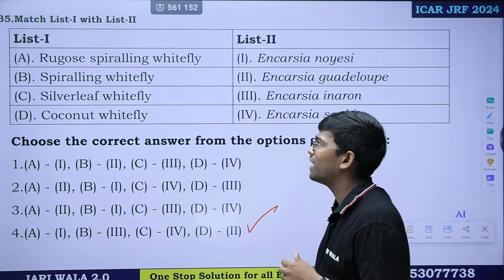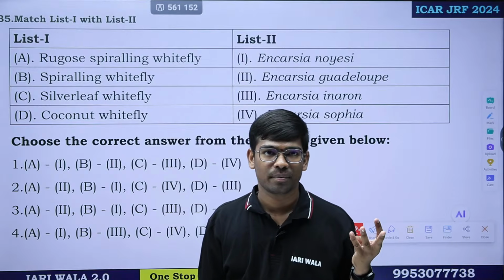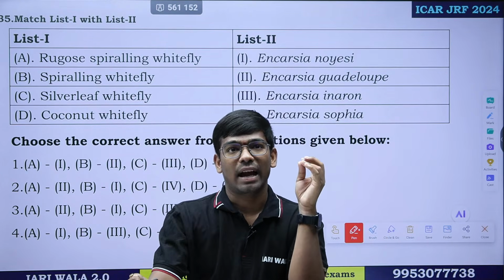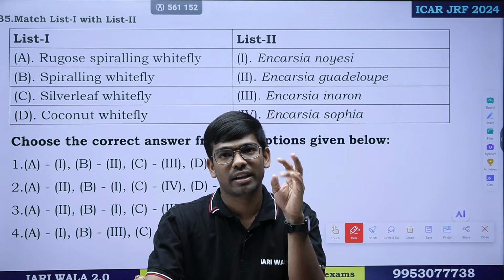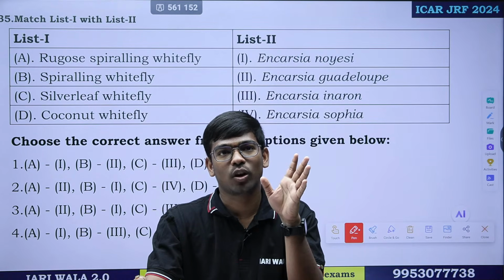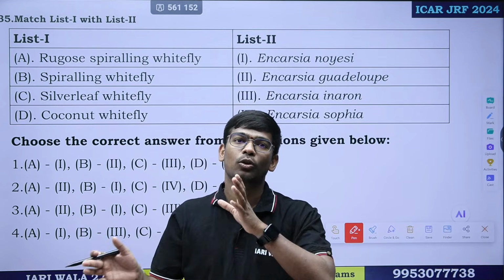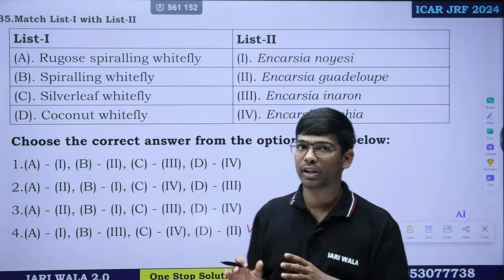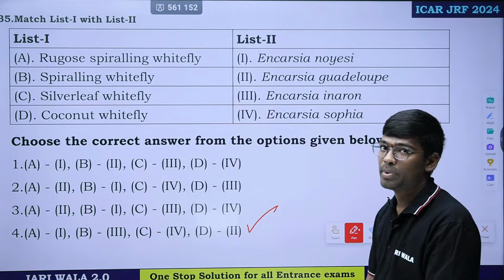So, rugose spiraling whitefly, the scientific name is Aleurodicus rugioperculatus. Yes, that we know. And spiraling whitefly is Aleurodicus dispersus, we know. Silverleaf whitefly, Bemisia tabaci, and coconut whitefly is Aleurodicus cocois. So, we should know. Even rugose spiraling whitefly is a polyphagous pest. It will attack many horticulture crops. Okay, and it is an invasive pest.